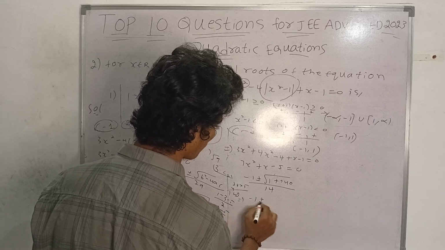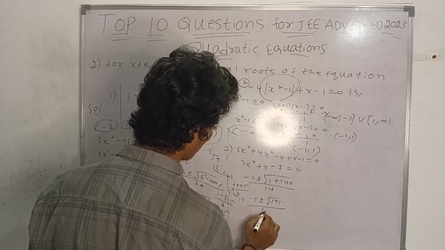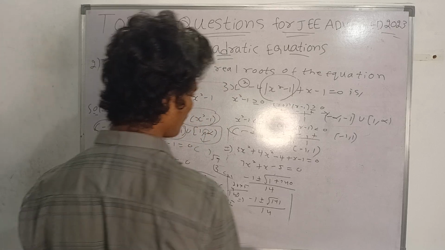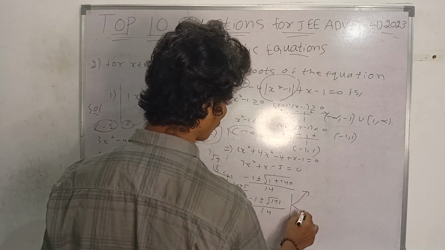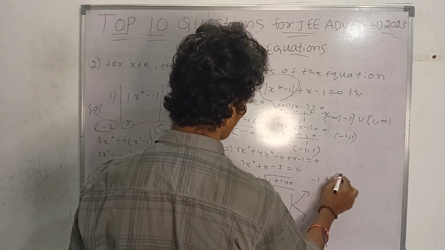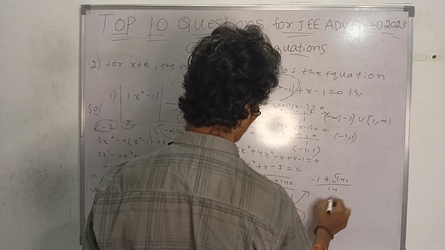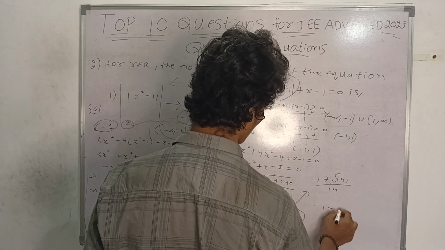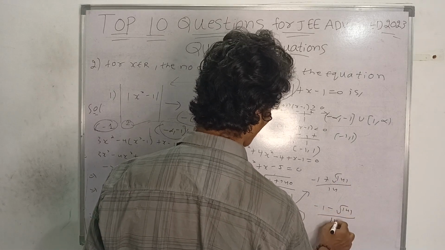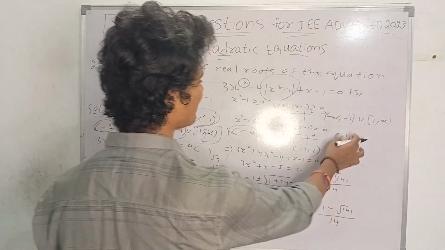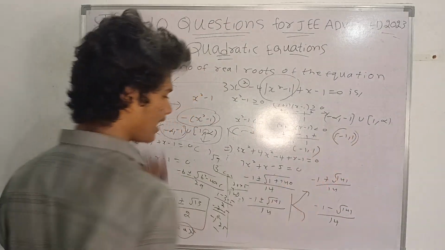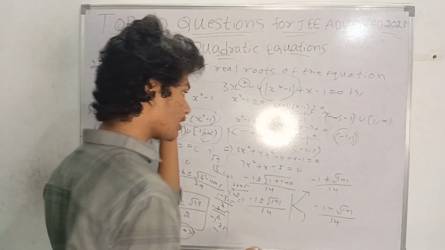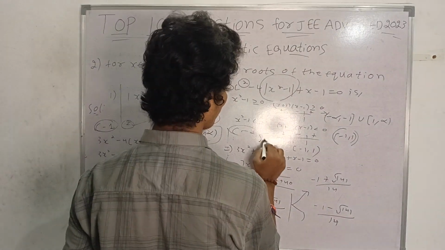Here it is minus 1 plus or minus root of 141 divided by 14. And here from this equation we are getting two roots, that is minus 1 plus root 141 divided by 14 and minus 1 minus root 141 divided by 14. Now we have to check whether these two roots are lying in this interval, that is minus 1 to 1, or not.